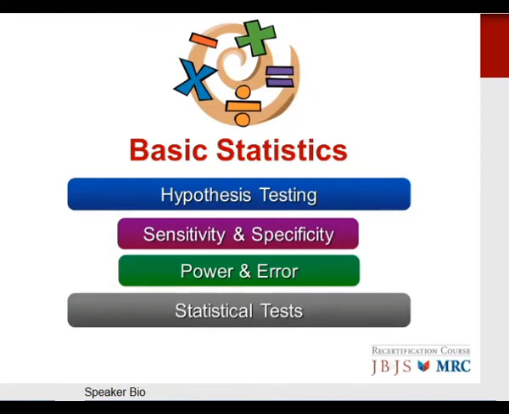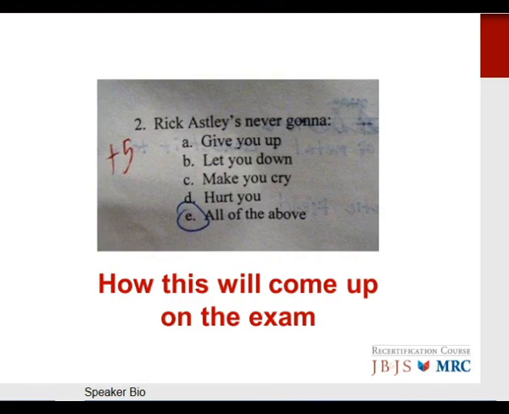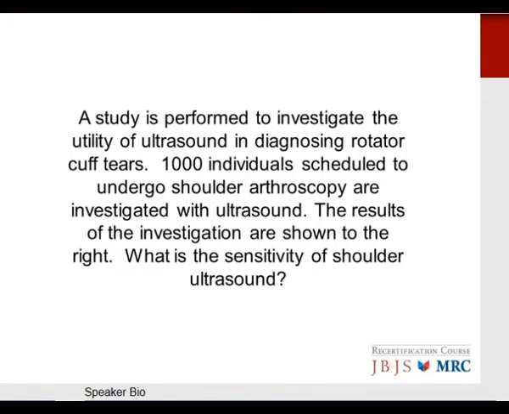So moving on to our final section, which is basic statistics. The first thing I want to talk about is sensitivity and specificity, and how this will come up on the exam. Studies performed to investigate the utility of ultrasound in diagnosing rotator cuff tears. 1,000 individuals scheduled to undergo shoulder arthroscopy are investigated with ultrasound. The results of the investigation are shown to the right. What is the sensitivity of the shoulder ultrasound?